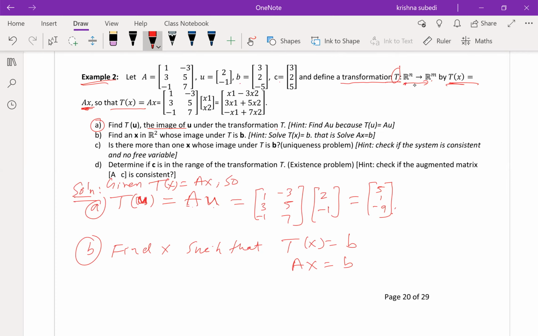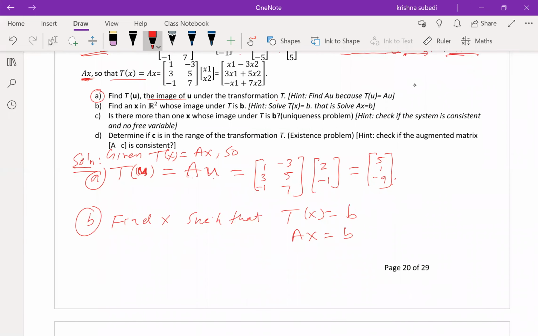If you want to solve it, there are a couple of ways to do it. You can find the A inverse and then solve it. But since A is not a square matrix, you can't find A inverse. So the best way is to consider the augmented matrix in this case. To solve this system, consider the augmented matrix and change it into echelon form. That's one way of solving the system. So the augmented matrix will be A and B.